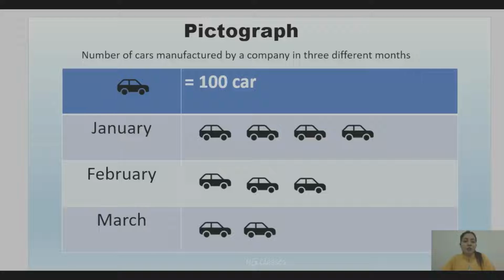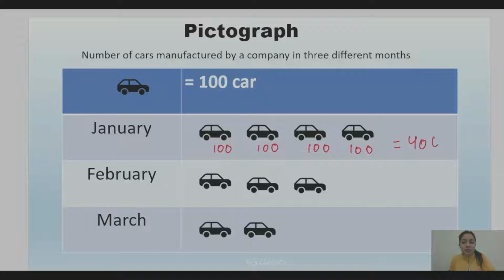Here, the number of cars manufactured by a company in 3 different months is given. Here, one car stands for 100 cars. So in the month of January, the number of cars manufactured by the company: this stands for 100, this car stands for 100 as well as this stands for 100. So what is the total number of cars manufactured by the company in the month of January?